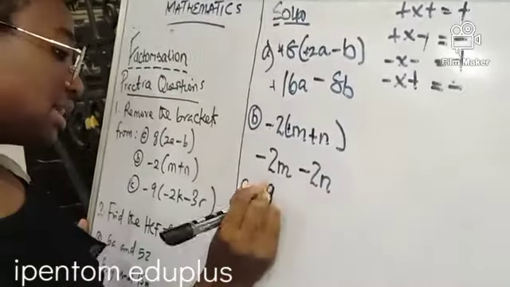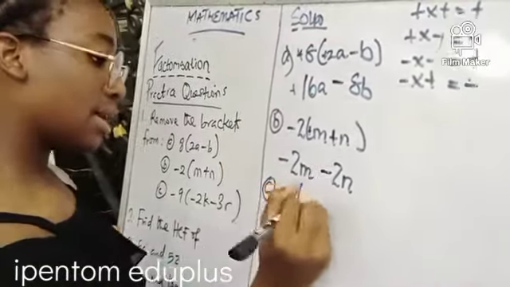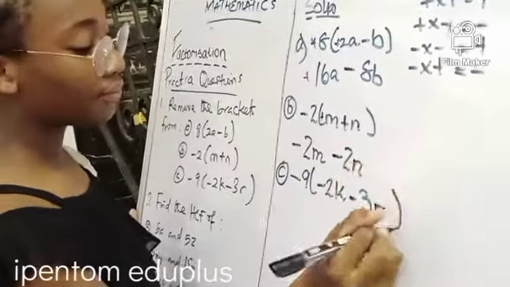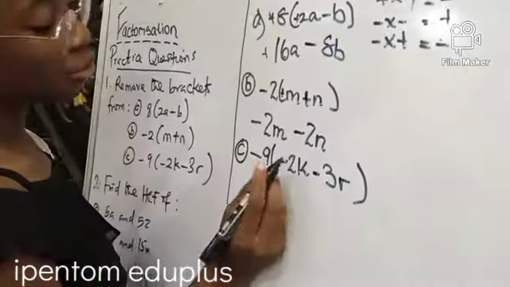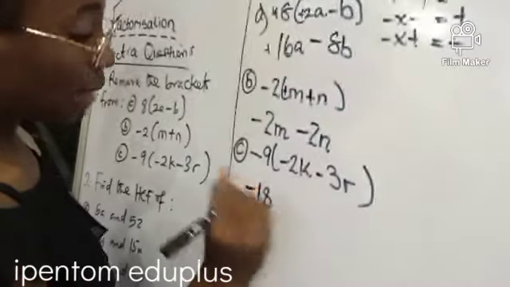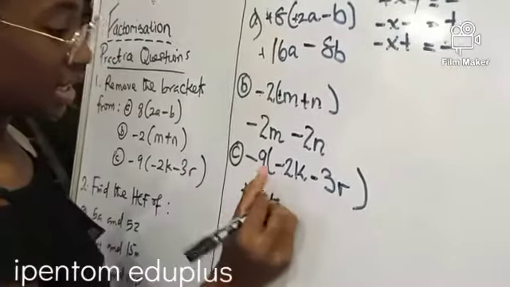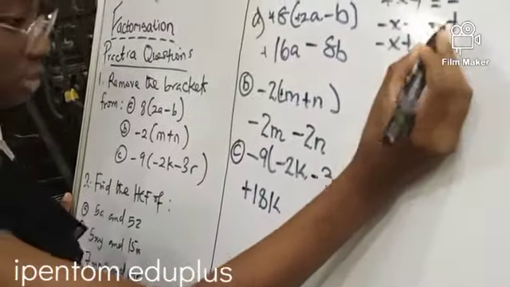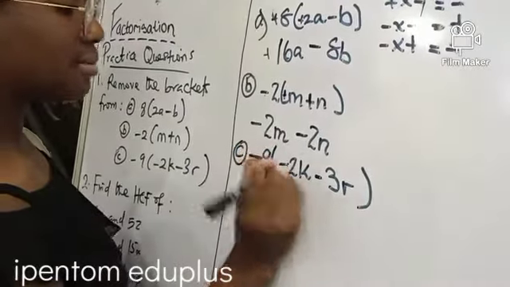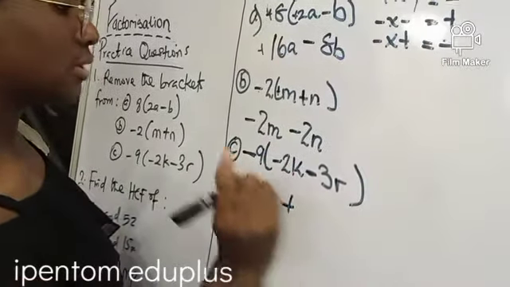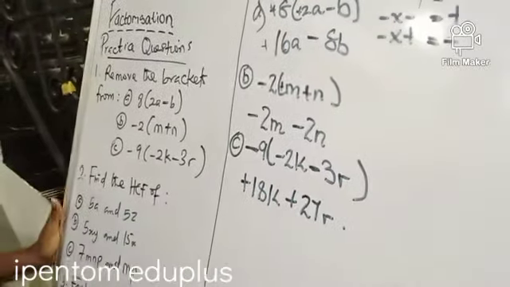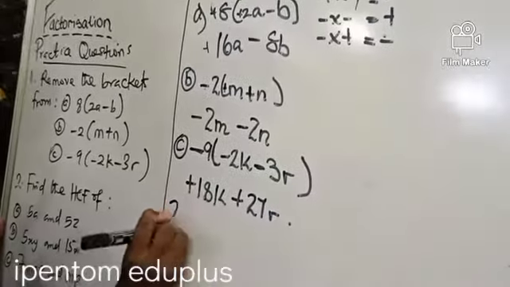C is minus 9 bracket minus 2k minus 3r. So minus 9 times minus 2k is equal to plus 18k, because minus times minus is equal to plus. And minus 9 times minus 3r is equal to plus 27r.